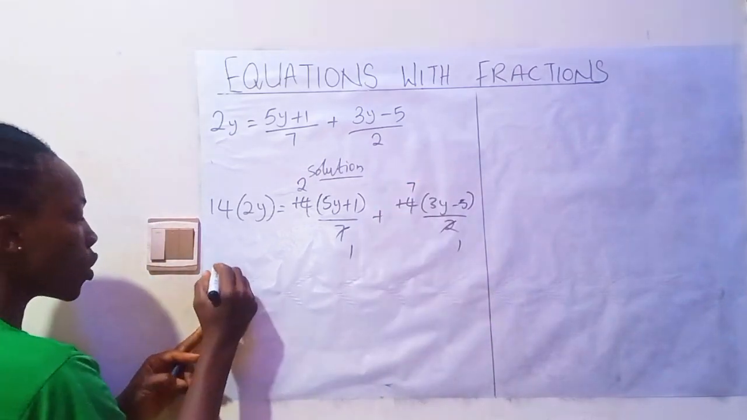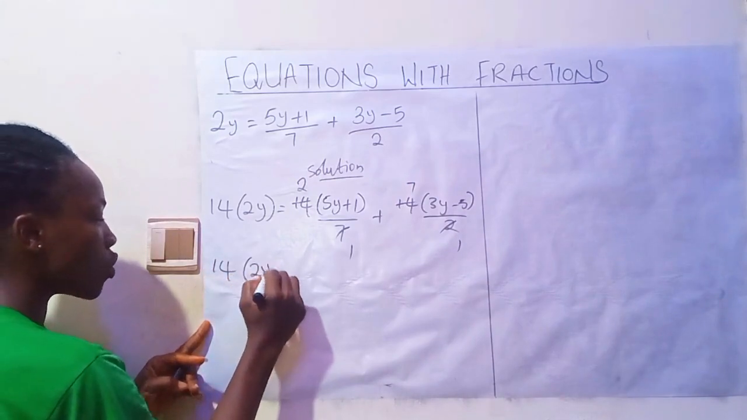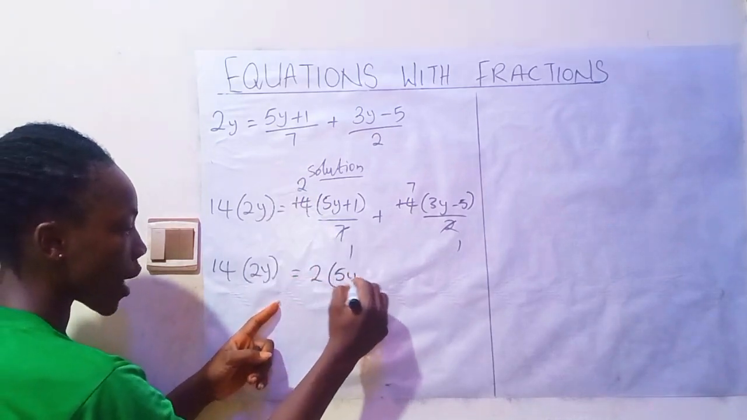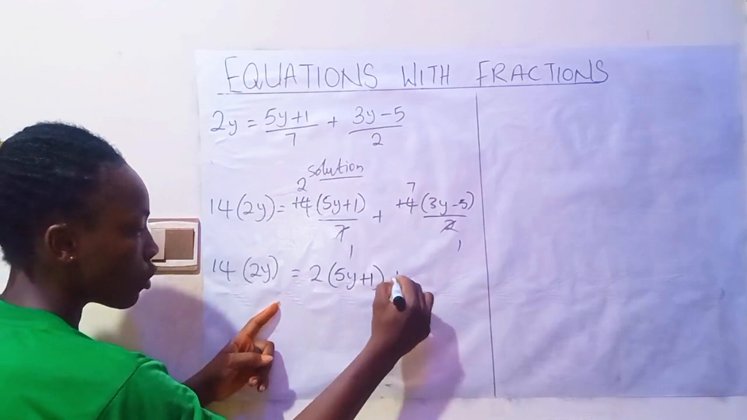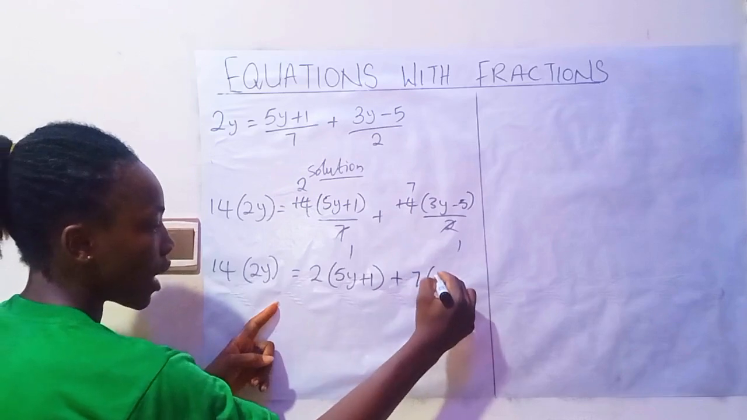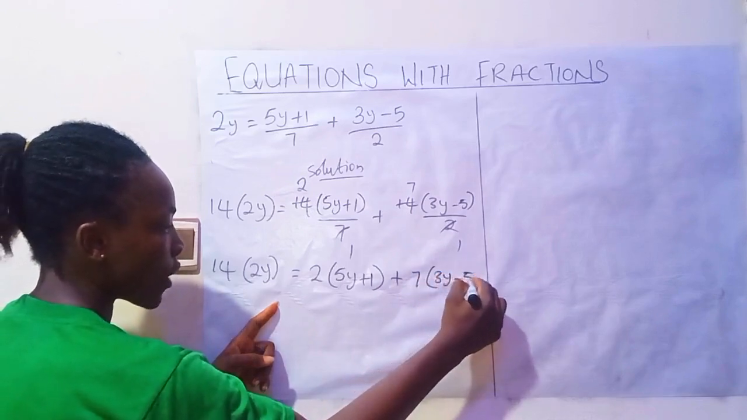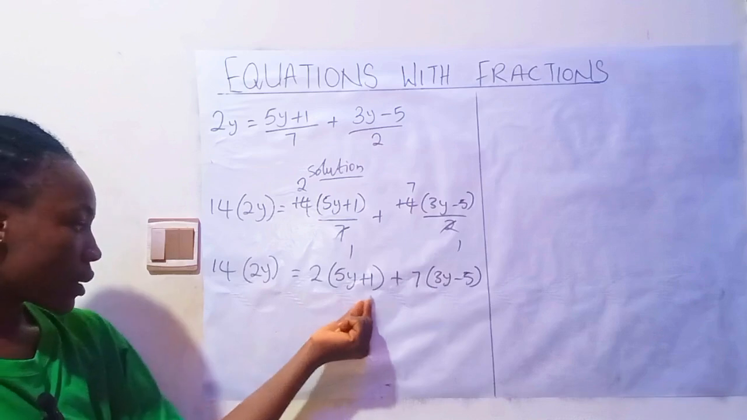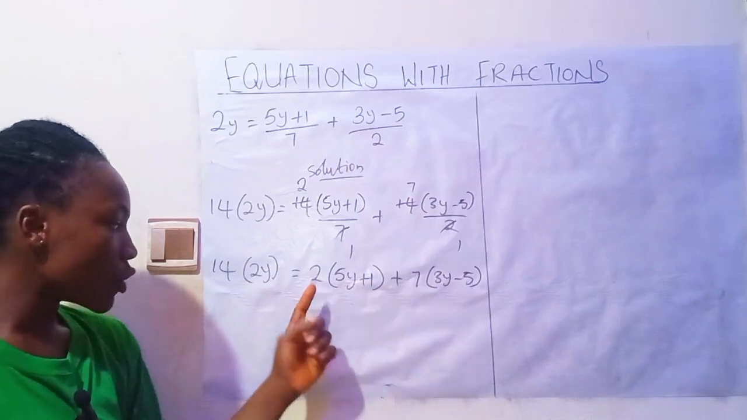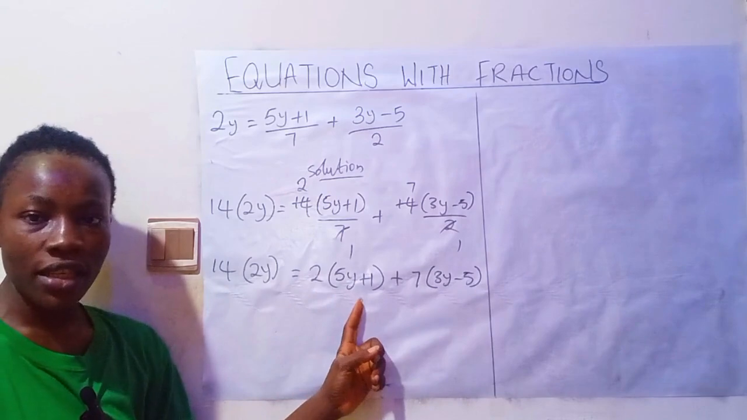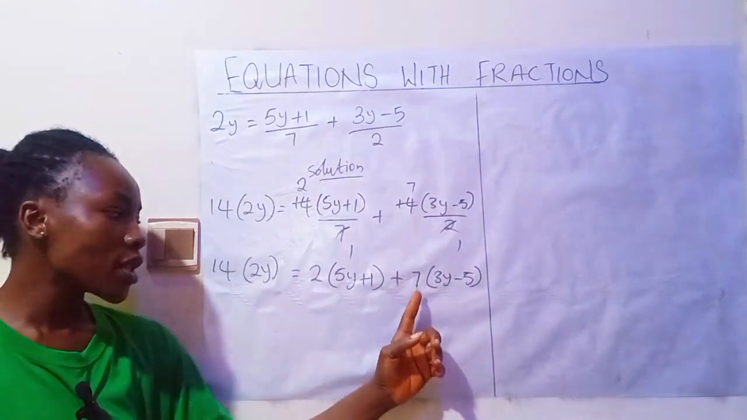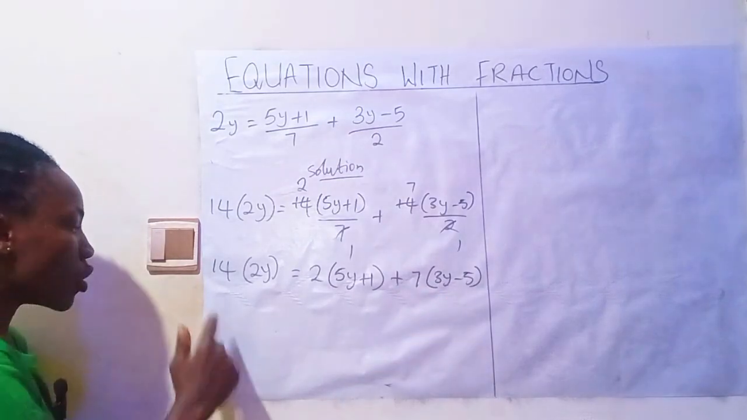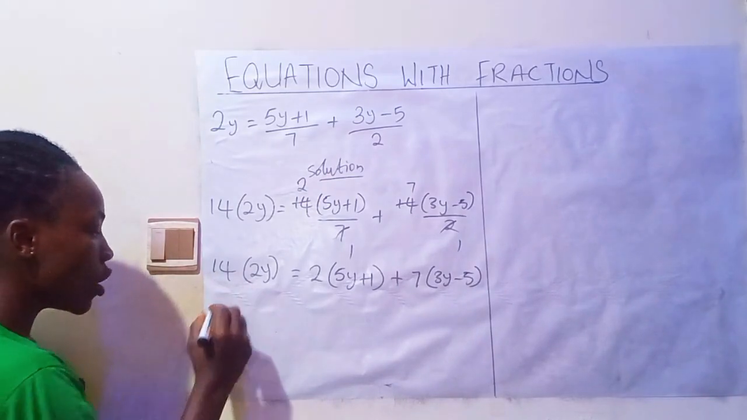So we now have 14 times 2y equals, we have 2 here, 2 times (5y plus 1) plus 7 times (3y minus 5). Right? So the next thing we are going to do is to open up this. We are going to open this by using 2 to multiply everything here. Same thing, we are going to open this by using 7 to multiply everything here.